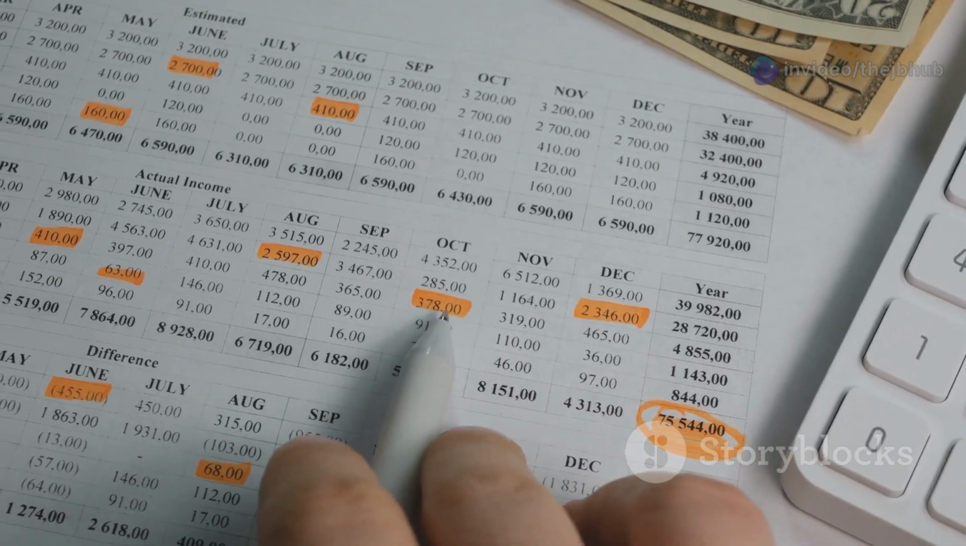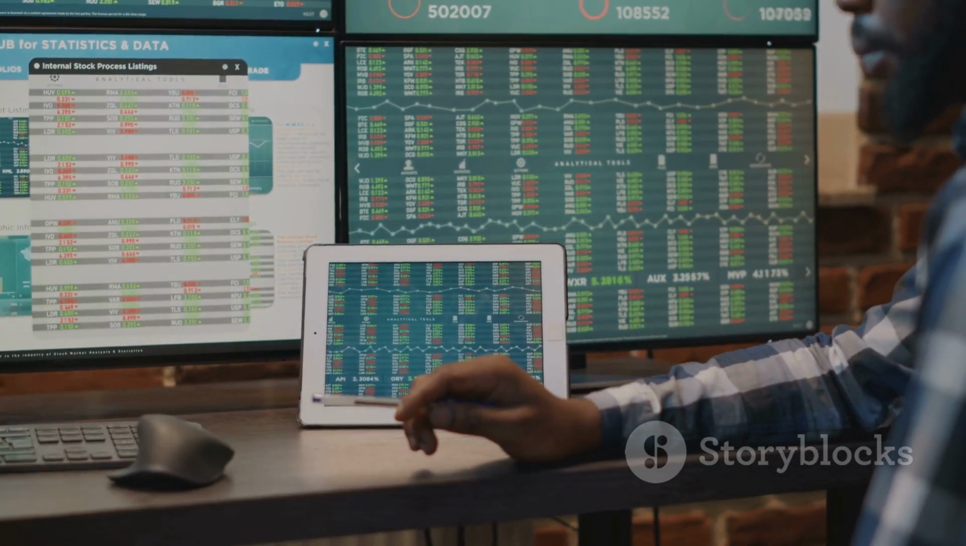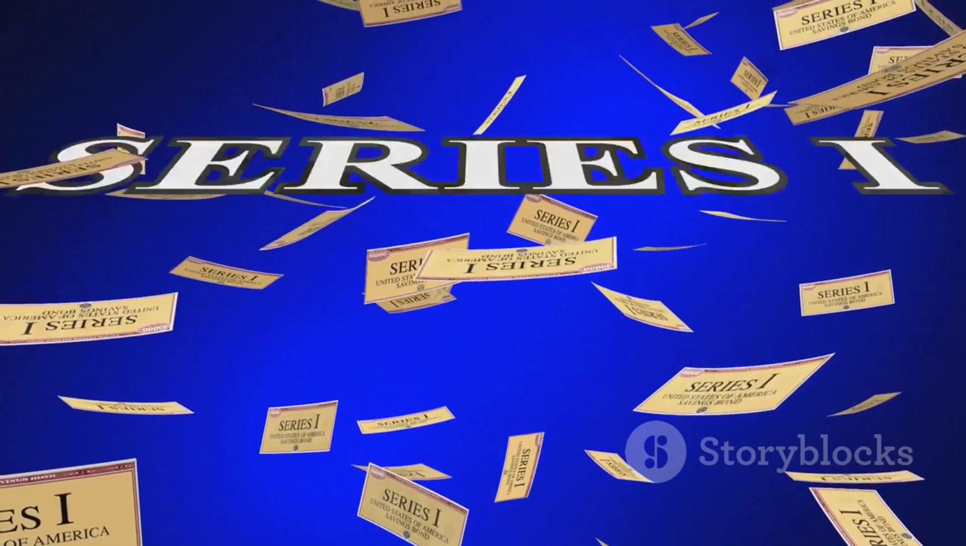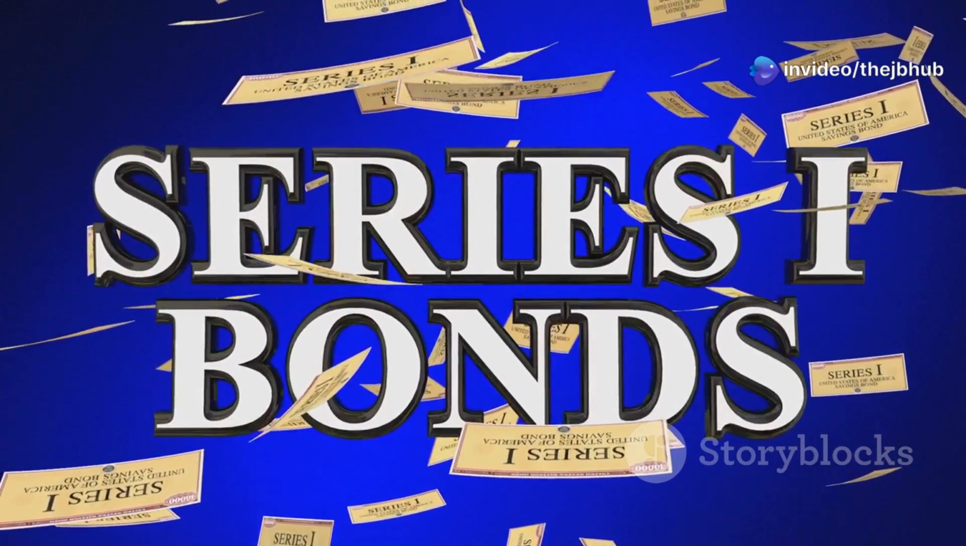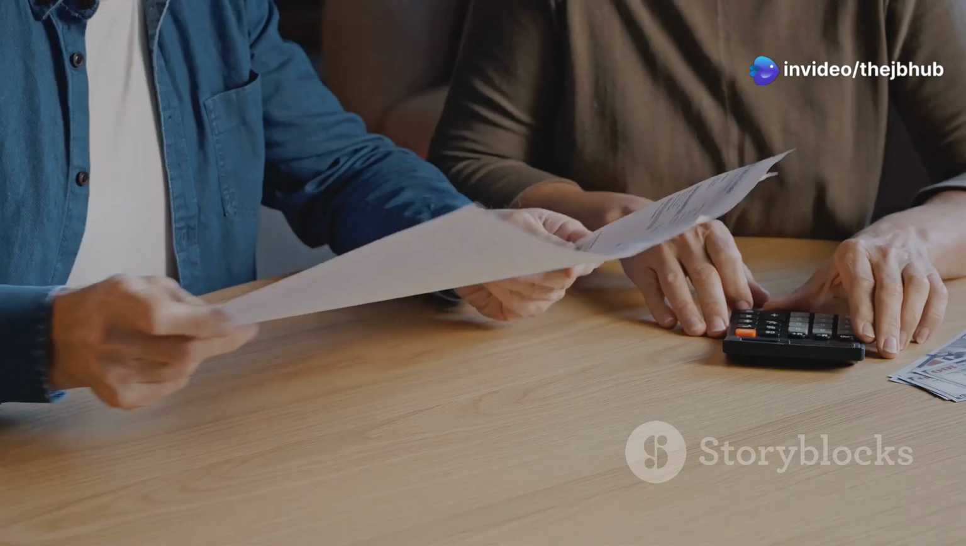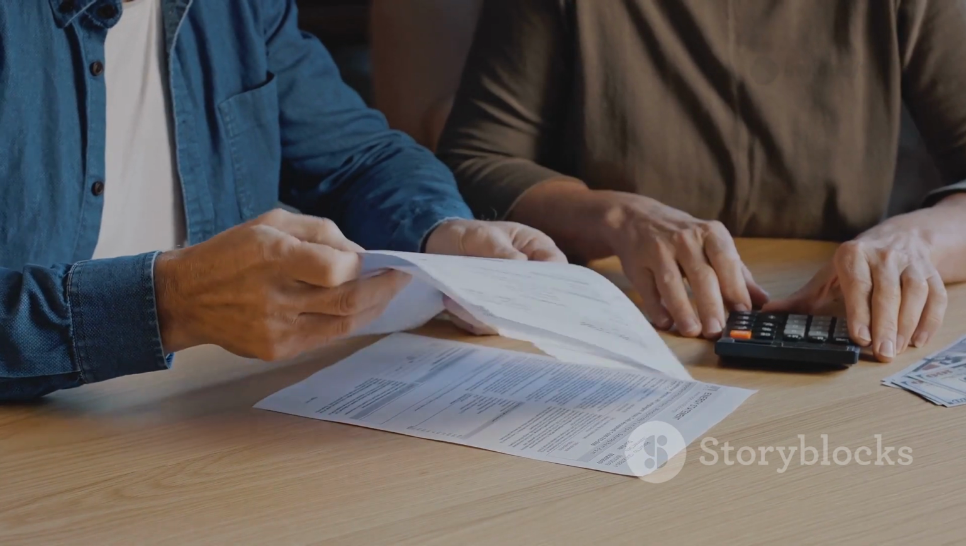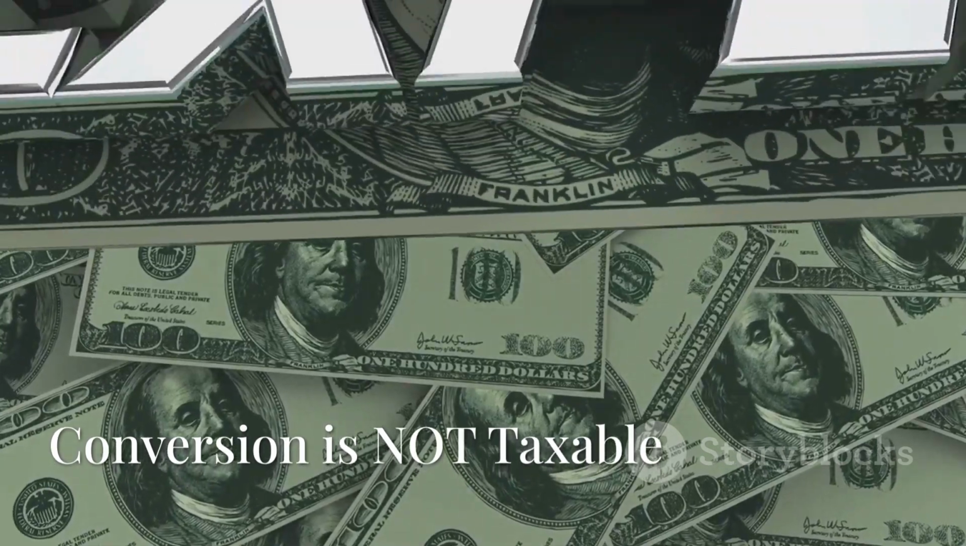Conversion is not taxable. If the owners of convertible bonds or convertible preferred stock convert those securities into common stock, the conversion is not a taxable event. When these securities are converted, the cost basis for the common stock received is based on the cost basis of the original security.